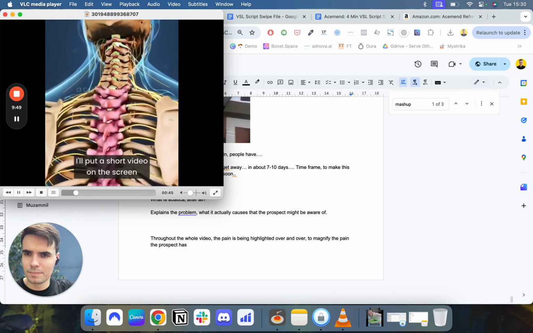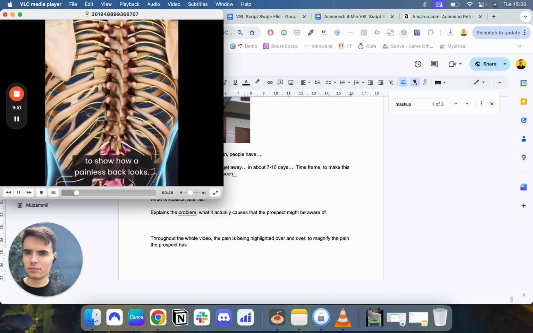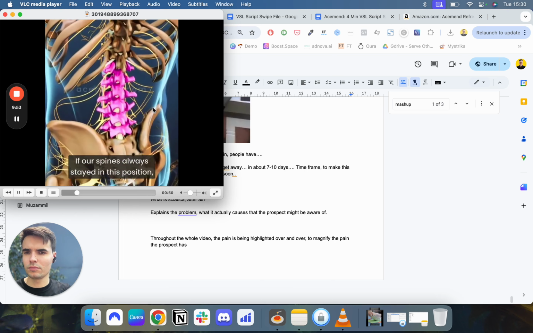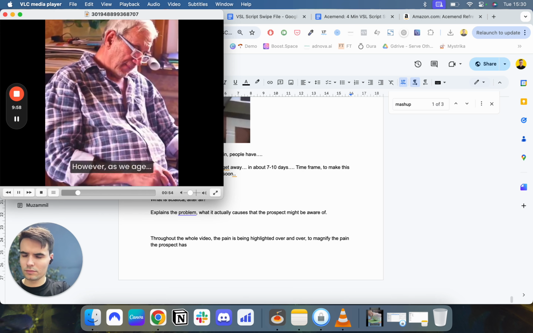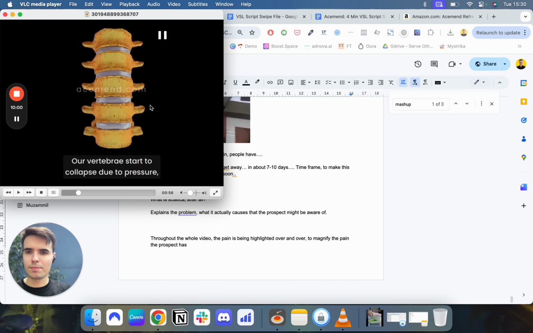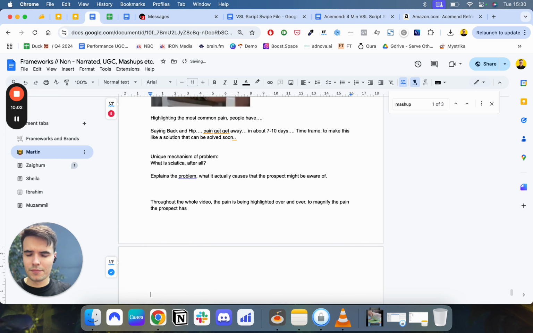I'll put a short video on the screen to show how a painless back looks. If our spines always stayed in this position, we would never have to deal with horrible back pain. However, as we age, our vertebrae... All right, so explaining. The spine has to be in a perfect position, but due to our everyday life, it doesn't. So you get pain.